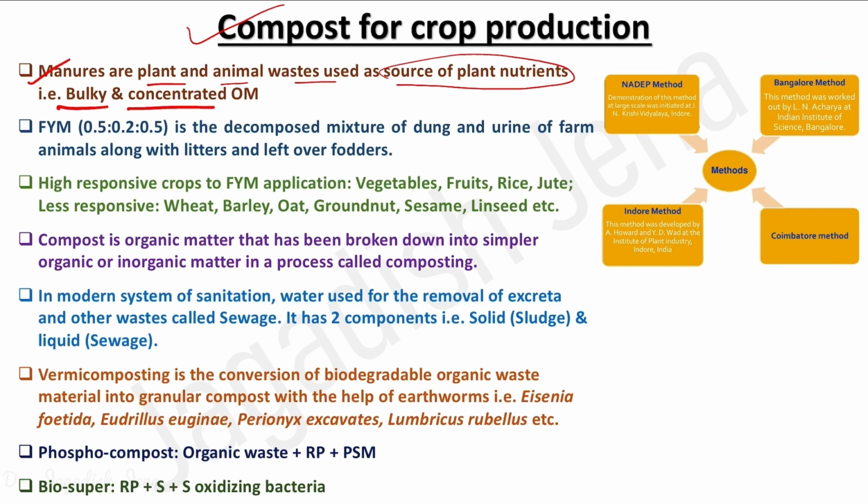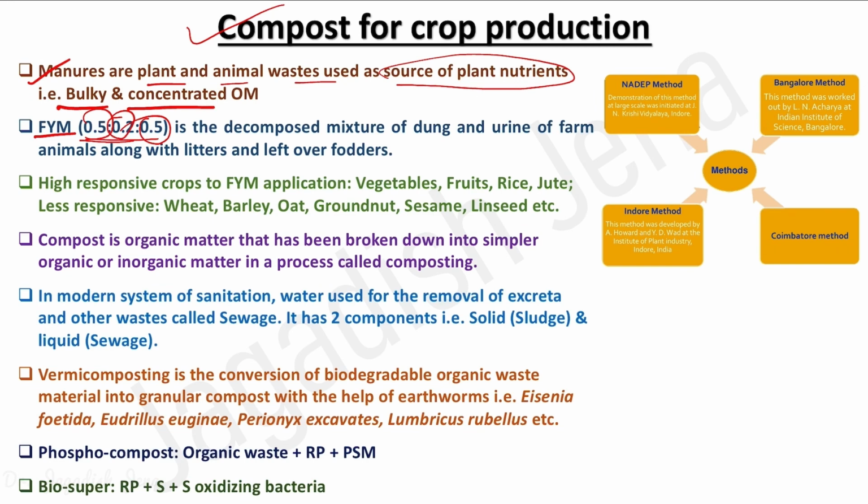For example, bulky organic manure means FYM, farmyard manure, then compost, then green manure. These are called bulky organic manure. Then concentrated organic manure, we can say oil cake, bone meal. We need a very small quantity to apply in the field because of their high nutrient content, and that's why this is called concentrated organic manure. The nutrient content in FYM, that is farmyard manure, is 0.5% nitrogen, 0.2% P2O5 and 0.5% K2O. So this is the nutrient content you need to remember: 0.5, 0.2 and 0.5.